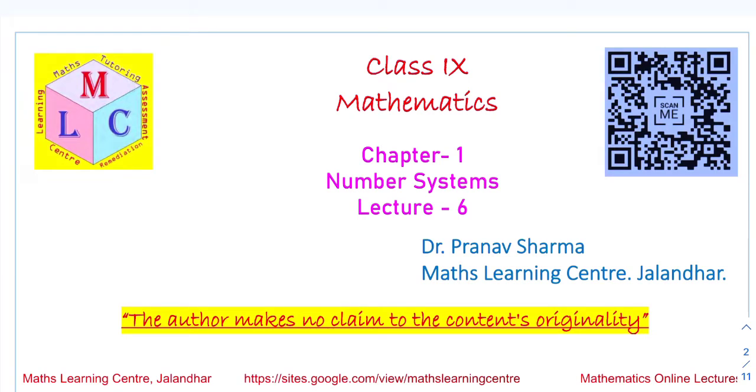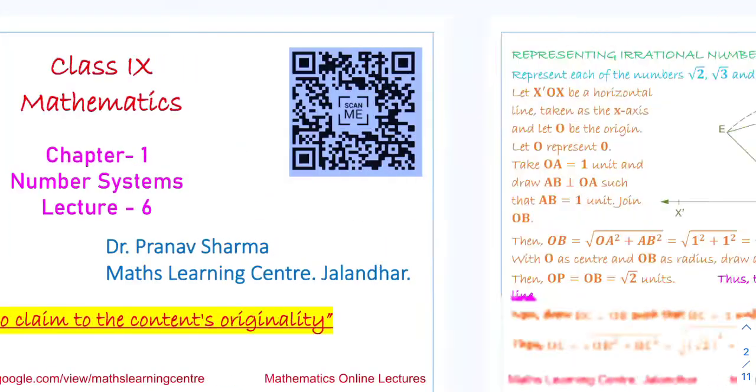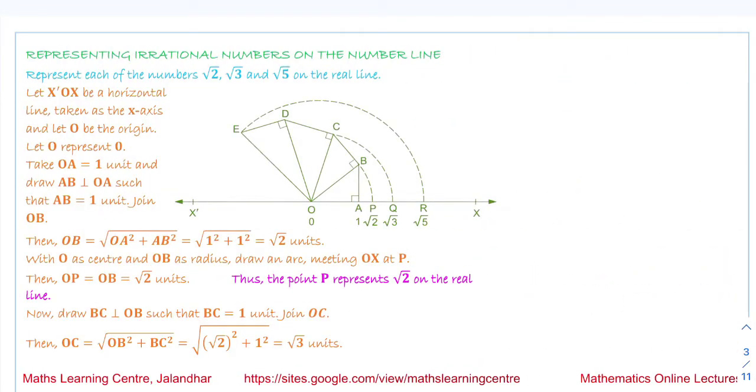This is our next lecture of chapter 1, class 9th mathematics, the number system. In this lecture we are going to discuss the representation of real numbers on the number line. So in the first part we represent the numbers square root 2, square root 3, square root 5 on the real number line. To represent square root 2 we have the following procedure.